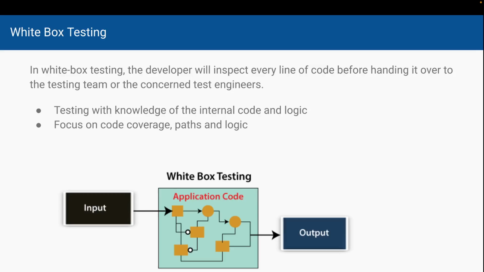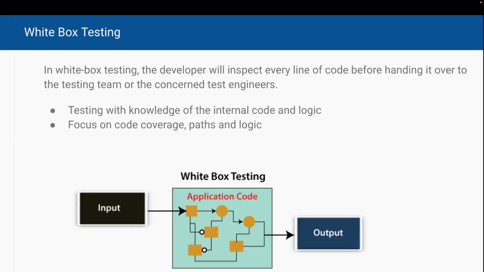Two main points to remember are testing with knowledge of internal code and logic, and it focuses on code coverage, paths, and logic. As you can see in this diagram, the middle box is application code, which is clear. We can see the code from this box. This is why it is called white box testing.